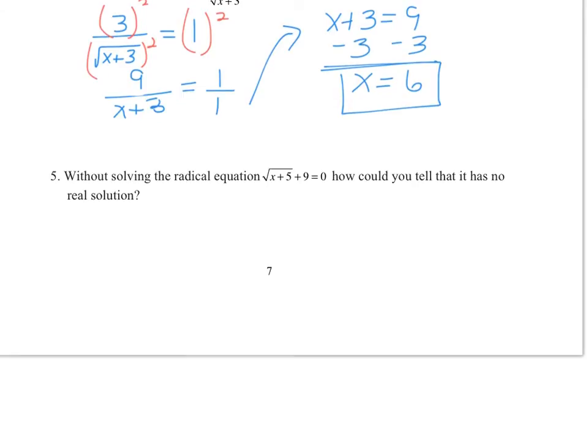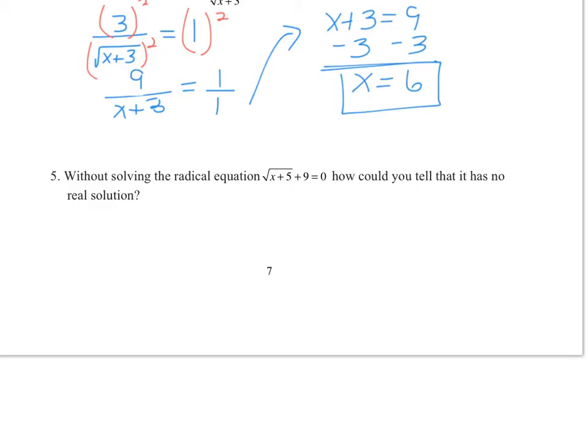Without solving the radical equation, how could you tell that it has no real solutions? Well, now let's think about this. I need 0 as an answer. And whatever I have under the radical has to be added to 9 to get 0. The only thing that I know that can add to 9 to get 0 is a negative 9.